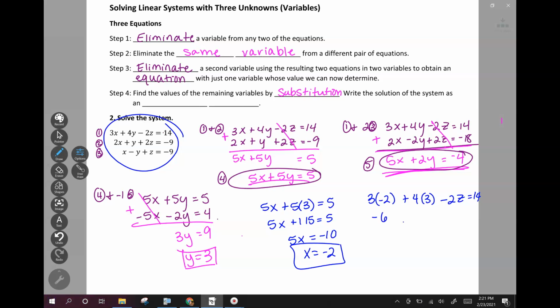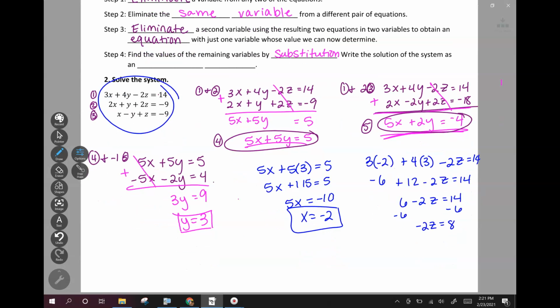So negative 6 plus 12 minus 2z equals 14. 6 minus 2z equals 14. Subtract the 6. And divide by 2.